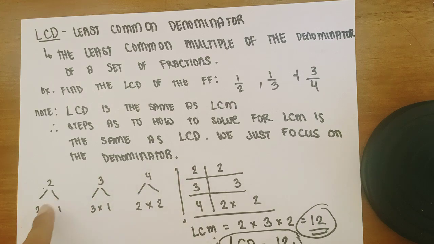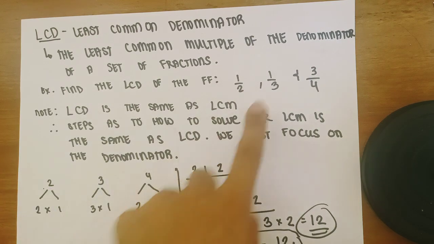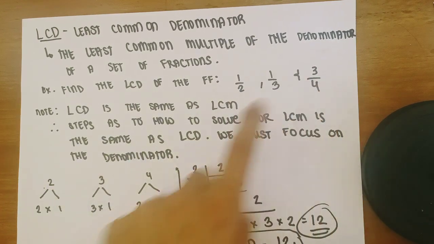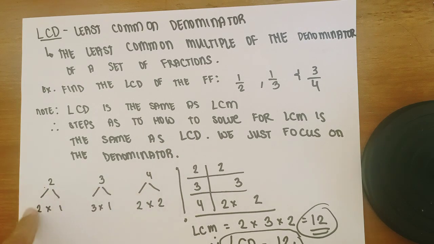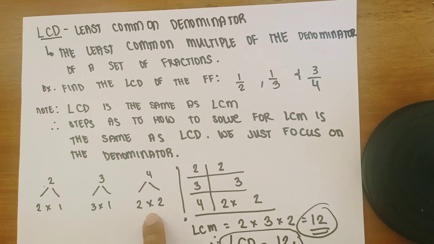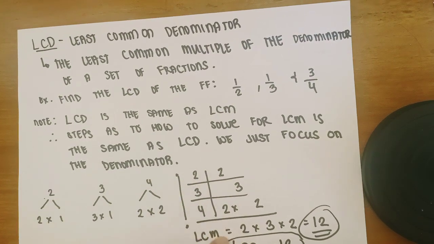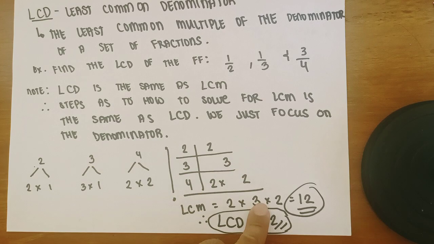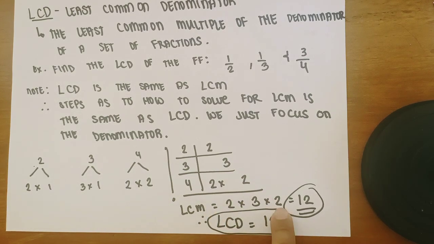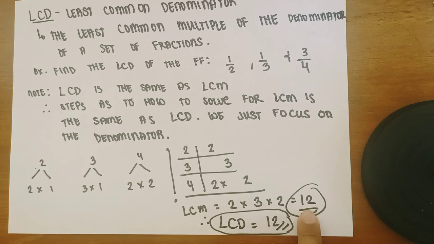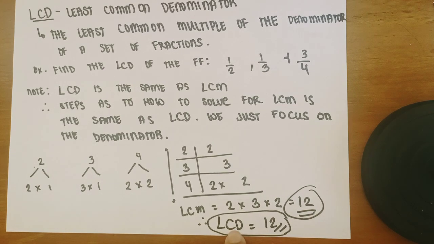So, kunin lang natin yung 2, 3, 4. So, ayan. Branch out natin siya. 2 times 1, 3 times 1, 2 times 2. Table. Diba? Tapos, 2, 2. Bring down. Hilera. 3, 2. So, ang LCD niya is 2 times 3 times 2. So, 12. That's why ang LCD is 12 din.